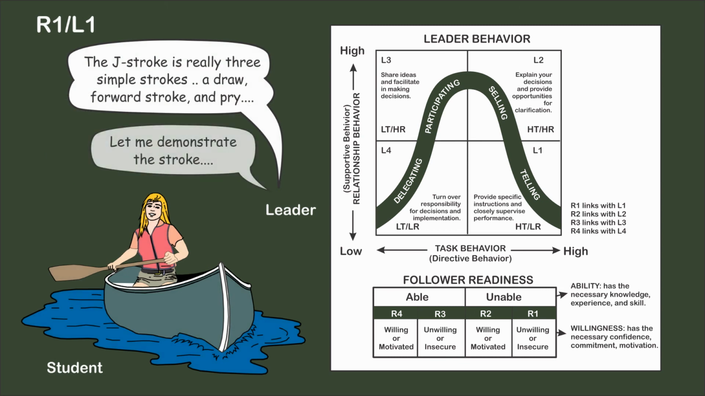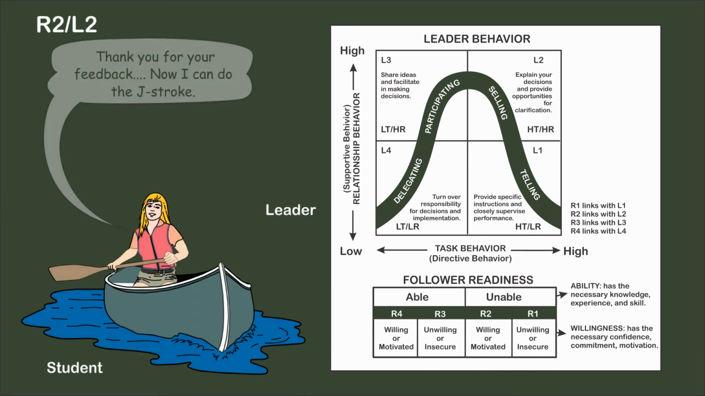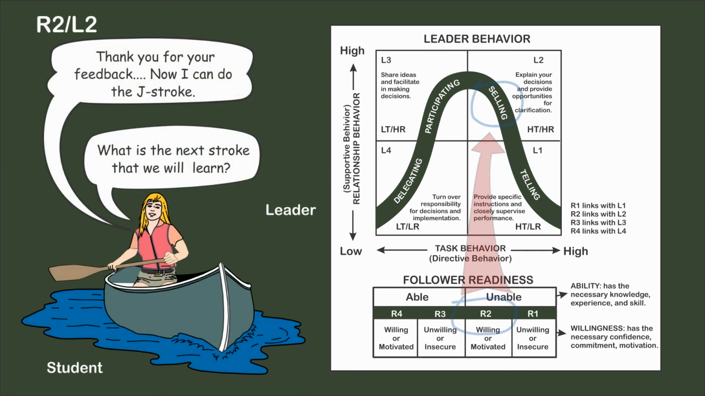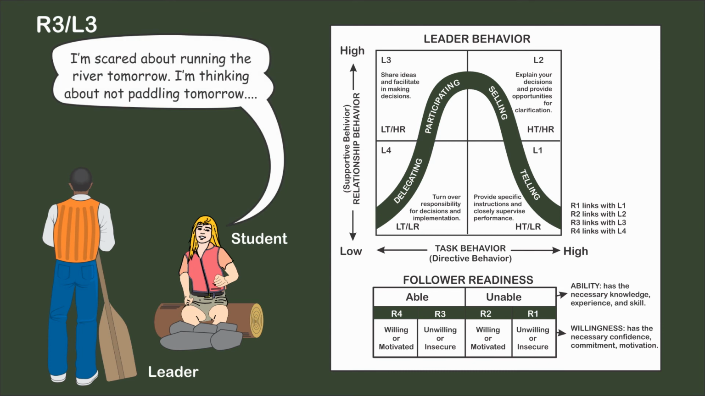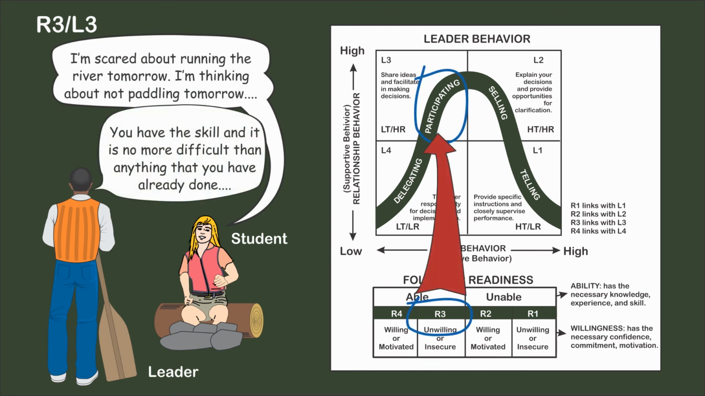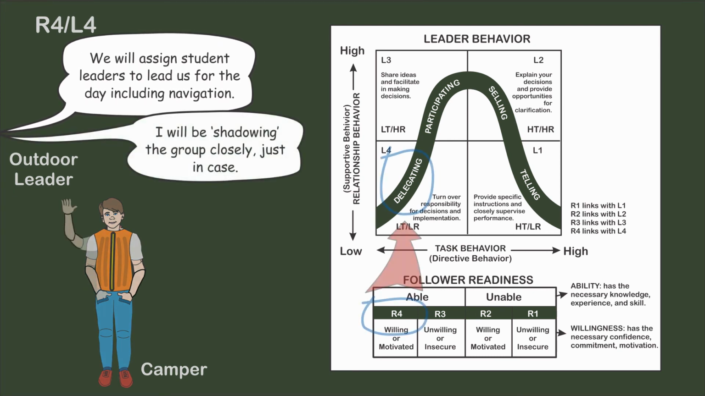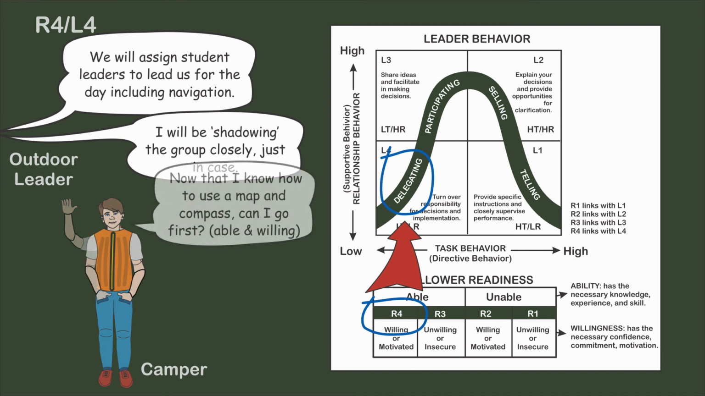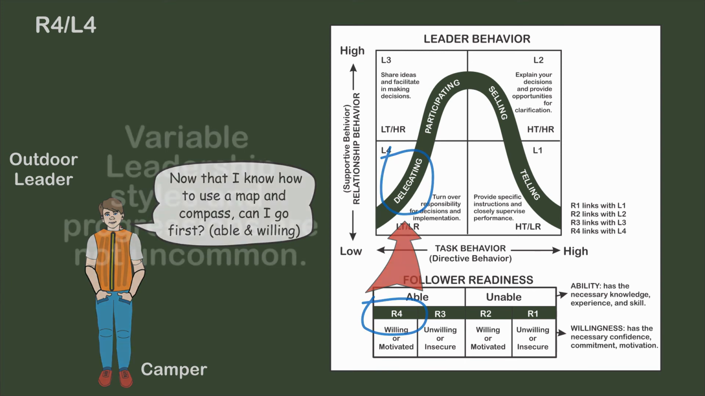The instructor demonstrates the J-stroke. Little feedback is required. The student learning the J-stroke needs feedback of a selling or explaining leadership style. Substitute a canoeist for the hesitant climber, and the leader uses a participating leadership style for the canoeist worried about a difficult run the next day. And shadowing the group on a wilderness trip illustrates a delegating or observing leadership style, provided, of course, that the campers have the necessary skills.